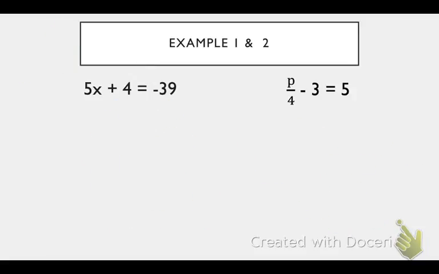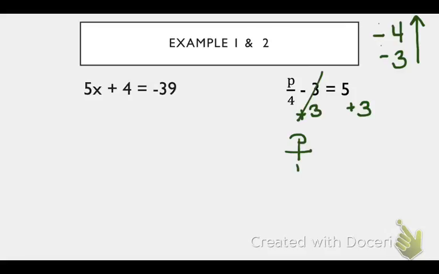Okay, so let's do example 2. P over 4 minus 3. So by order of operations, it would have been divided by 4, and then 3 is subtracted from it. So I'm going to undo things in the opposite order. So I need to get rid of the minus 3, which means I add 3 to both sides of my equation. This cancels. Bring down the P over 4 equals 8.